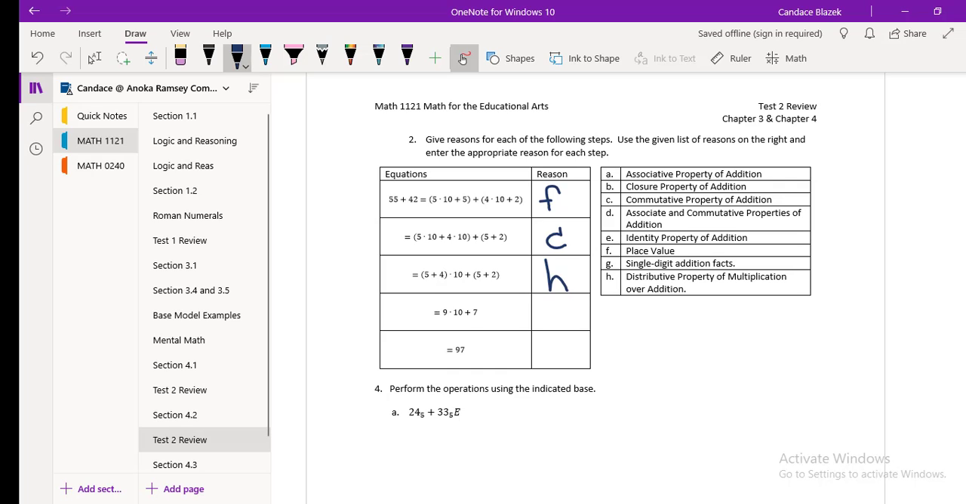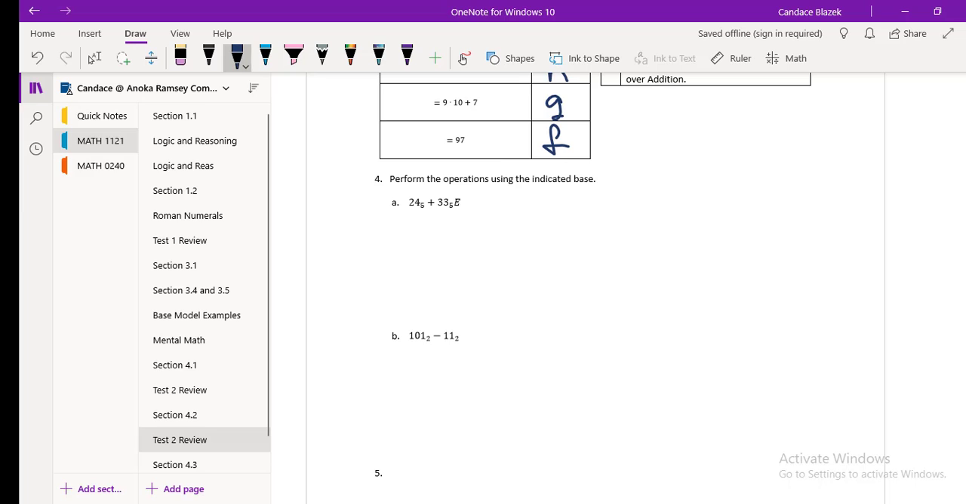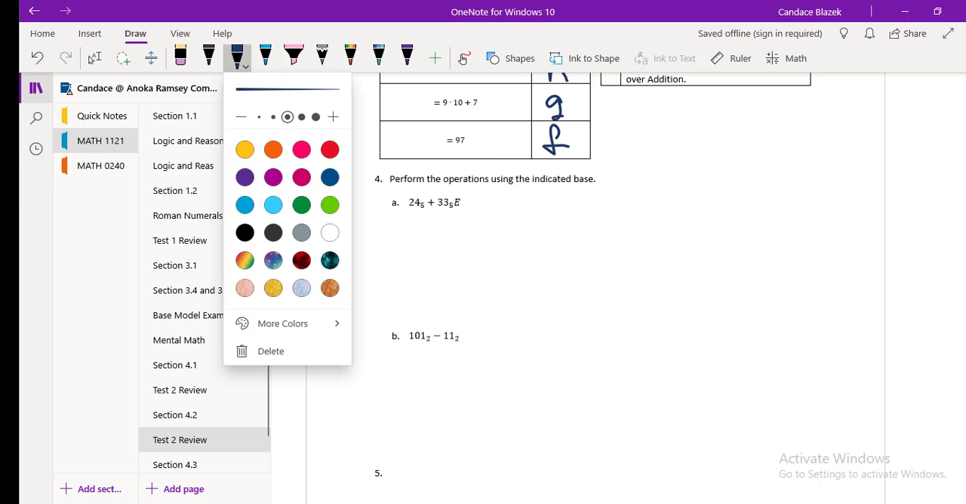The next line, 9 times 10 plus 7. Now, because I didn't fully look at my options, this would be G, single digit addition facts. And then finally, I would put here F, the place value. Number 4. My apologies, I need to get rid of that E. I'm going to see if there's actually white ink here, and there is. So I'm just going to erase that E.